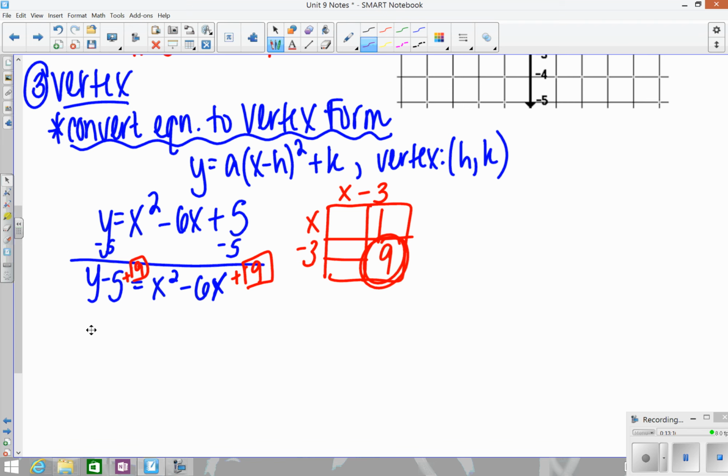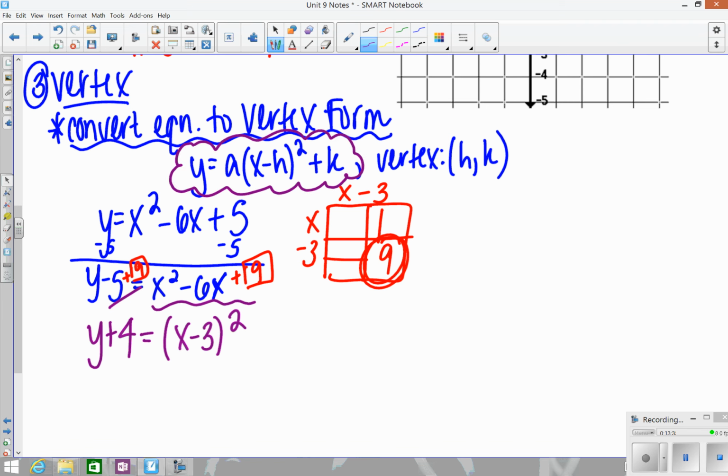So here on this side you get y plus 4, negative 5 plus 9 gives me 4, equals, over here, this whole thing is just your side lengths. X minus 3 times x minus 3 gives me this. So x minus 3 squared. And then normally at this stage you would square root both sides, but remember I'm trying to get it into this form where it's y equals the stuff squared plus k. So I'm just going to bring the 4 over, and now I have my parabola in vertex form.